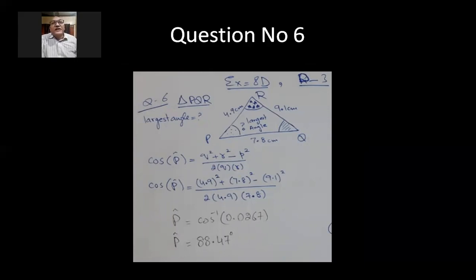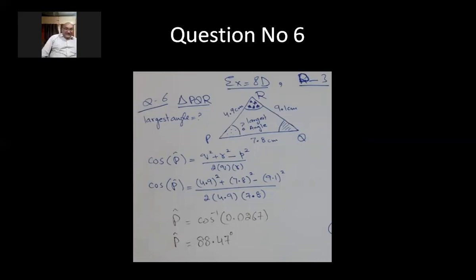He says, in the triangle PQR, the PQ side is 7.8 centimeters, the QR side is 9.1 centimeters, and the PR side is 4.9 centimeters. Find the size of the largest angle. Remember, the largest angle in this triangle will be the angle opposite to the largest side. So the largest side here is 9.1 centimeters. So the angle opposite to that side will be the largest angle.